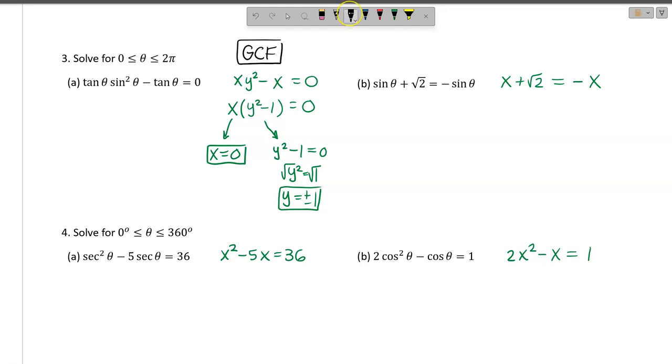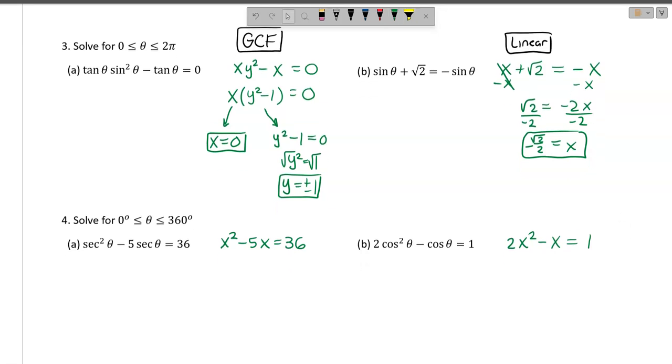The second concept is pretty much a linear equation. How we would solve linear equations back in Algebra 1 is that we move all the x's to the same side. In this case, I'll subtract x to the right-hand side. We get square root of 2 equal to negative 2x. Lastly, we would divide by negative 2, and we would end up with negative the square root of 2 over 2 equal to x. That would be our way in a linear world to do this problem.